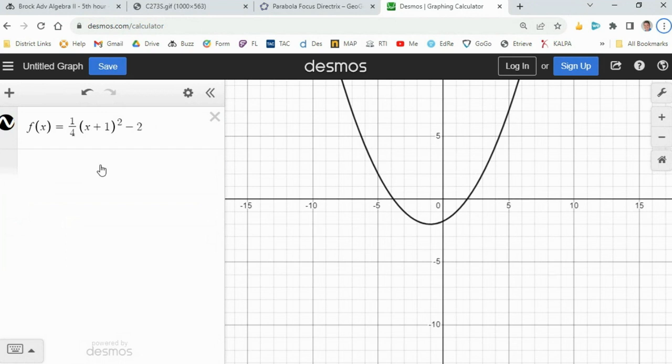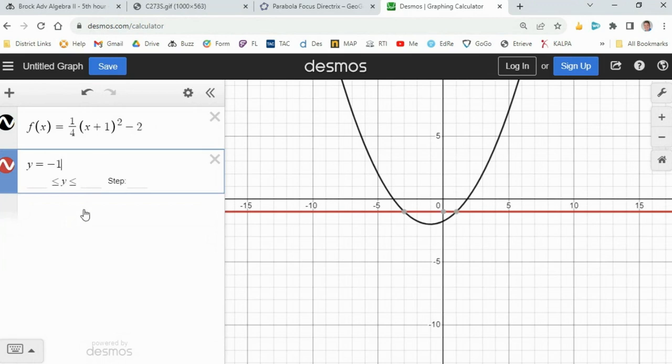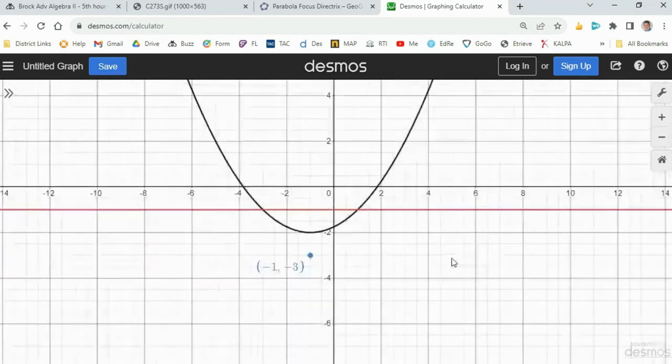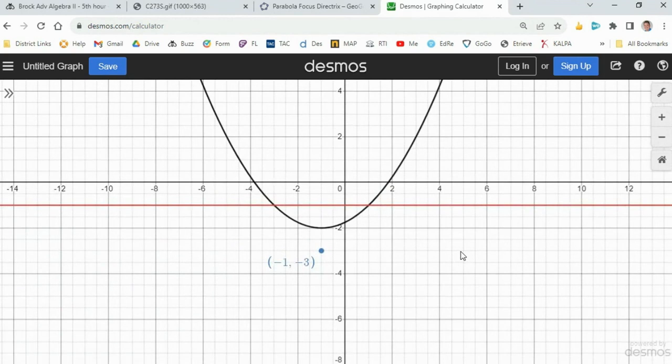Here, I'll put the directrix on here too, and the focal point. Directrix is y equals negative 1. And the focal point was negative 1, negative 3. Anyone see anything wrong? Okay, let's take a look at it there. Anyone see anything wrong? Focal point right there, directrix line. I don't know if this is a problem, but there aren't points on the parabola? Yeah.